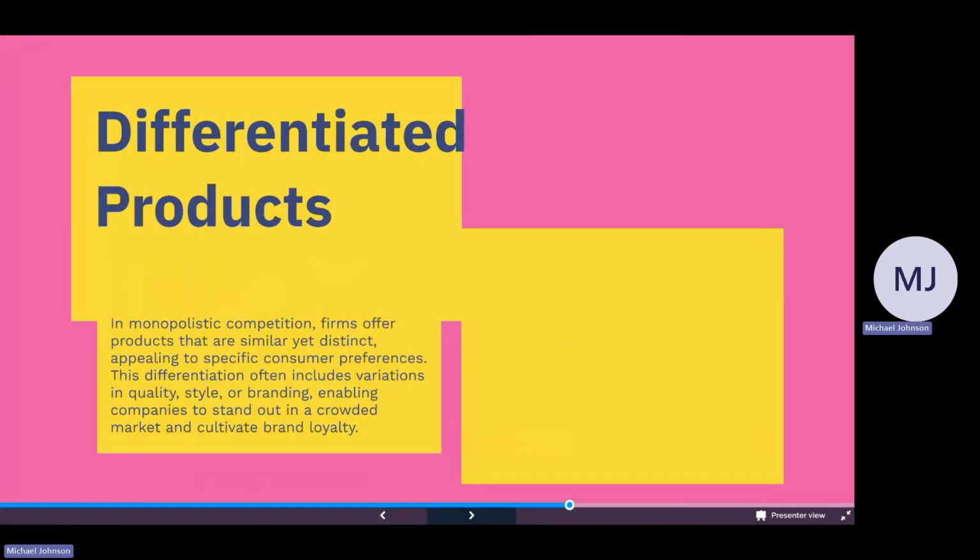Differentiated products. In monopolistic competition, firms offer products that are similar yet distinct, appealing to specific consumer preferences. Differentiation often includes variations in quality, style, or branding, enabling companies to stand out in a crowded market and cultivate brand loyalty.